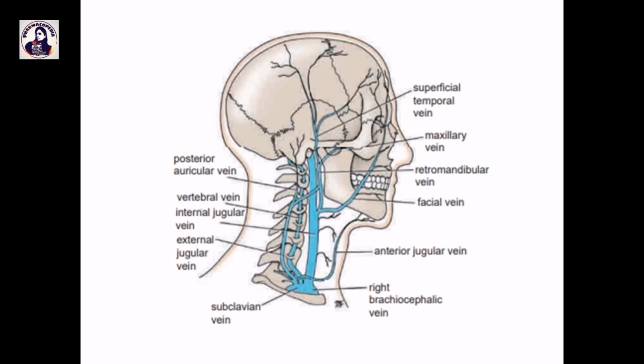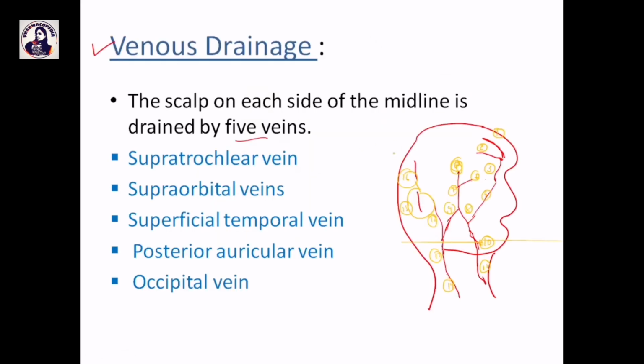So here you can see this is the internal jugular vein, and this is the external jugular vein. Here is the maxillary vein, and this is the superficial temporal vein that supplies the scalp. You can spot here that this is the retromandibular vein, this is the maxillary vein, this is the superficial temporal vein, and this is the posterior auricular vein. With the help of this you will be able to understand it more clearly. So I have just explained it to you in this way.